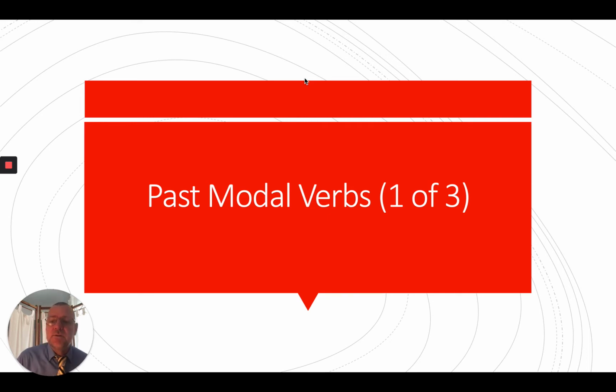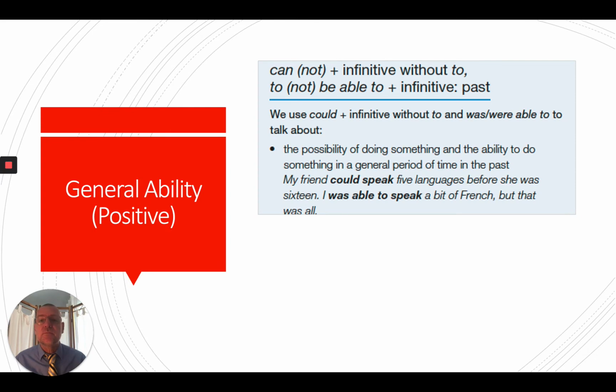Hello and welcome to the first of 3 videos talking about modal verbs in the past, specifically verbs talking about the ability or the possibility of doing something. Let's have a look at the first example. We're talking about a general ability in the positive.